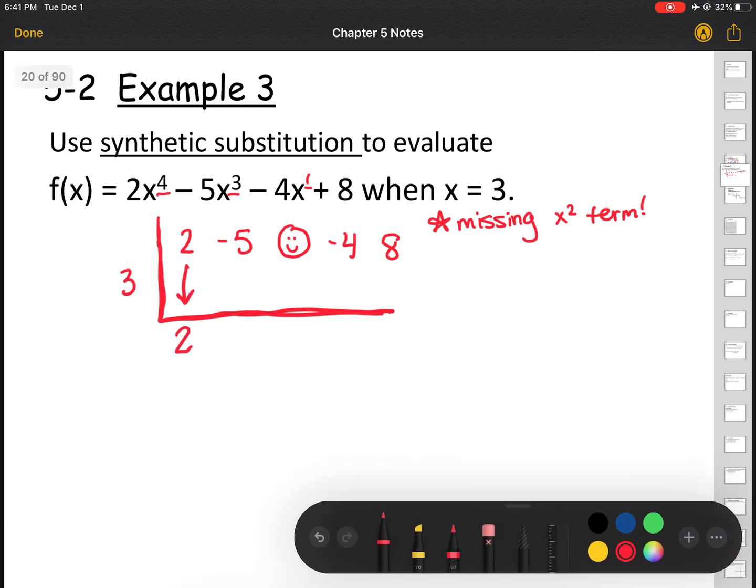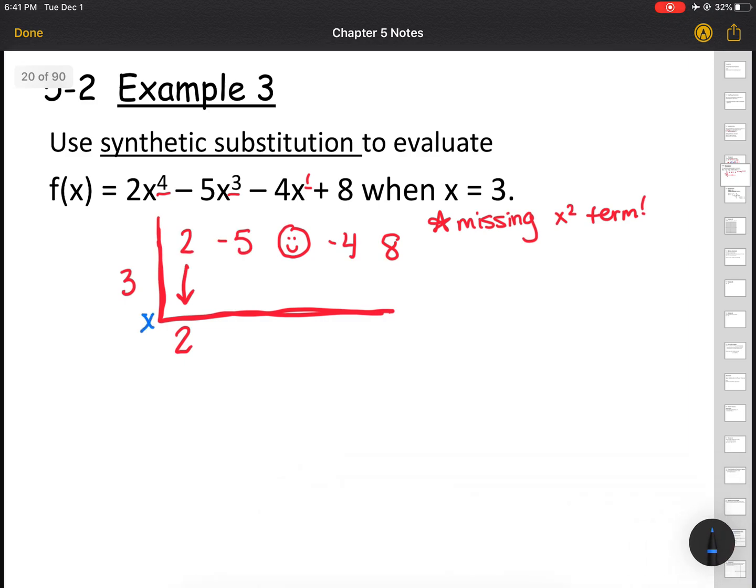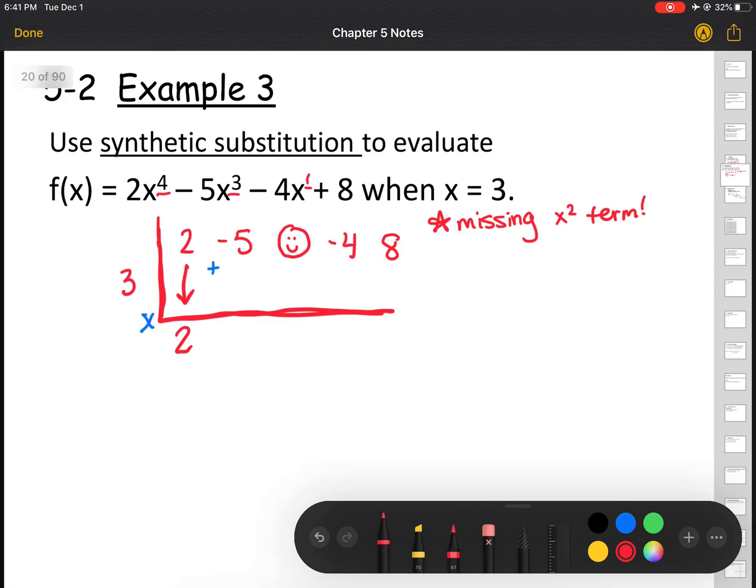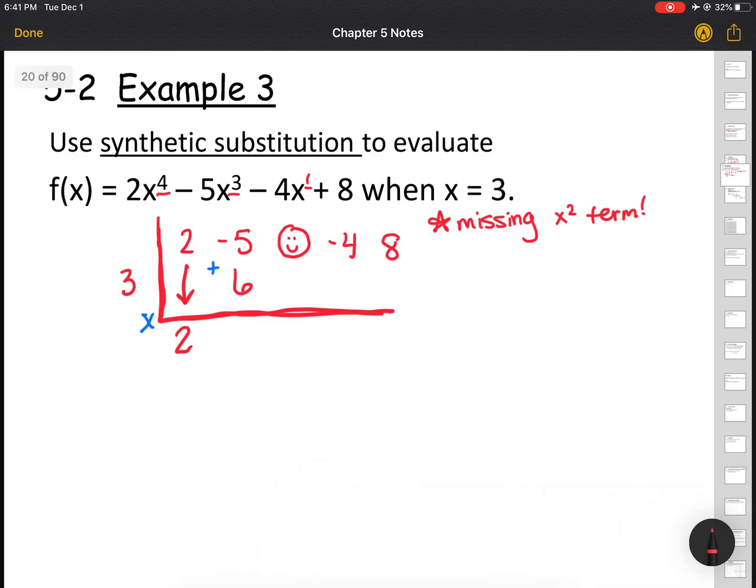And we're going to multiply on the outside, but add on the inside. Okay, so 3 times 2 is 6. I'm going to put that underneath my second coefficient there. Then add -5 plus 6, well, that's 1. And 3 times 1 is 3. I'm still adding 0 plus 3 is 3.